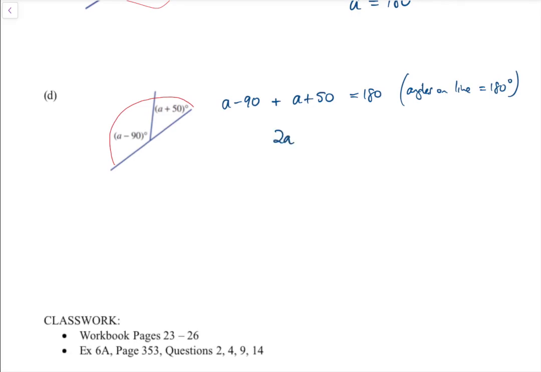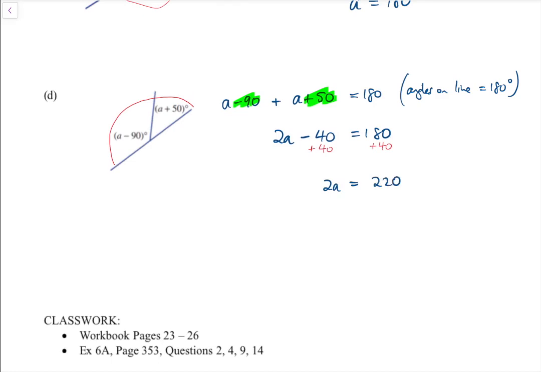This is where it gets a bit tricky. I've got a minus 90 and a plus 50. If you do minus 90 plus 50 on your calculator, you'll get minus 40. And that has to equal 180. Well, the next step, this is actually a slightly harder equation. The first thing we're going to do is add 40 to both sides. If we add 40 to both sides, I'm left with 2A equals 180 plus 40 is 220.